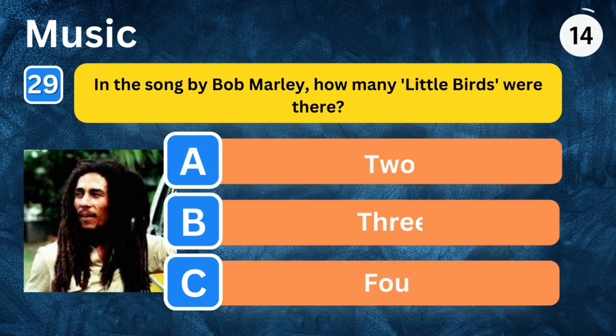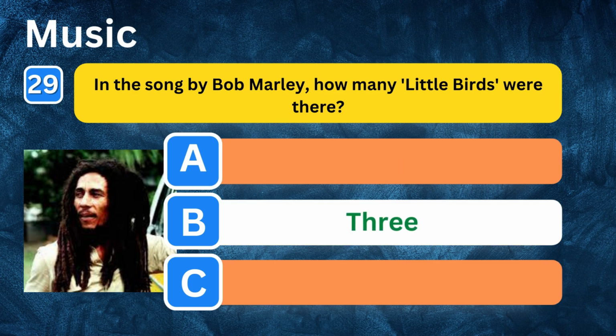Question 29. In the song by Bob Marley, how many little birds were there? Was it 2, 3, or 4? And the answer was 3.